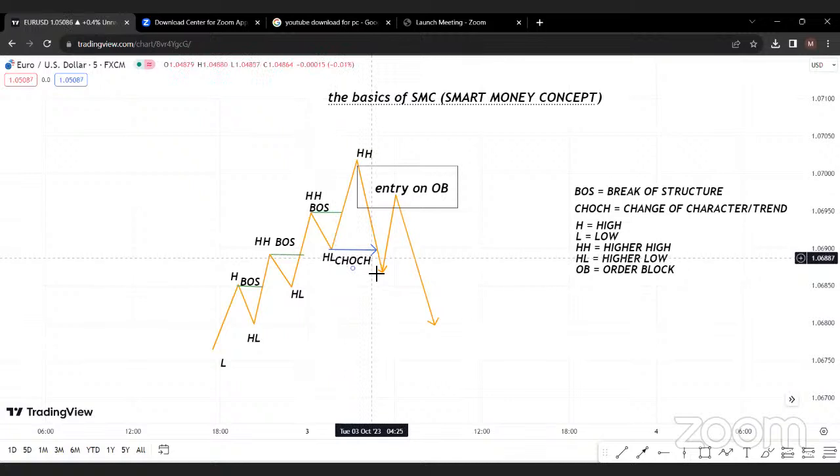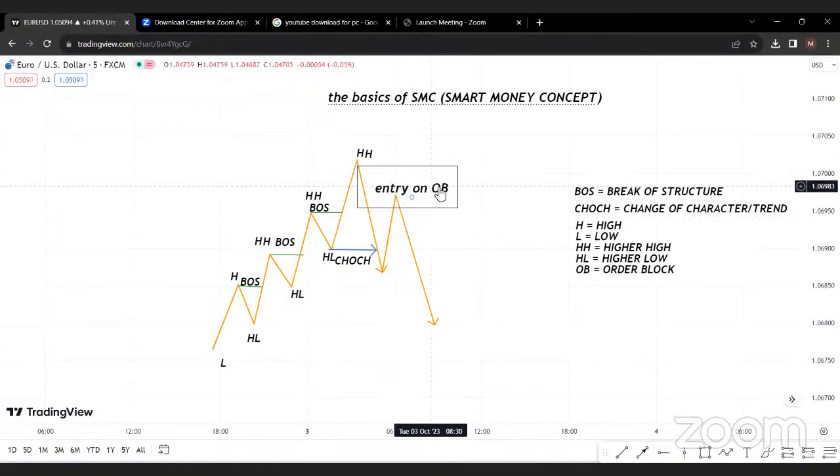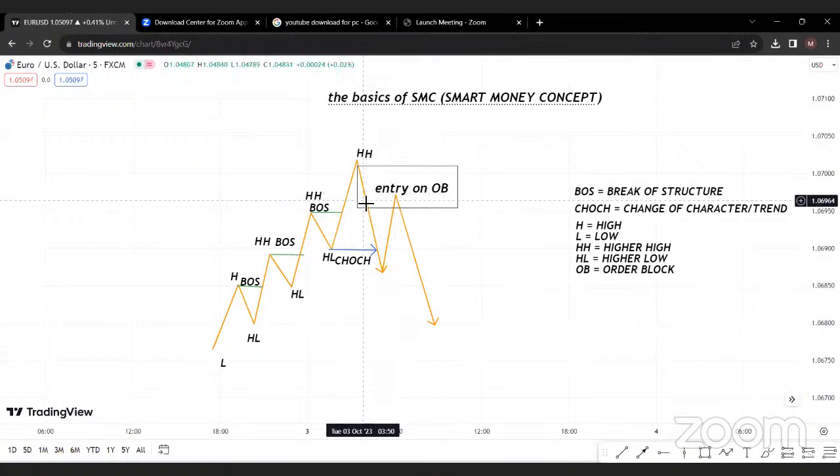So how do you trade? You wait for the market to retrace and create a new lower high, lower than the previous high. And where exactly is it going to create a new lower high? It usually creates a new lower high on the last order block the market left or created. So before I proceed to the charts, what is an order block?